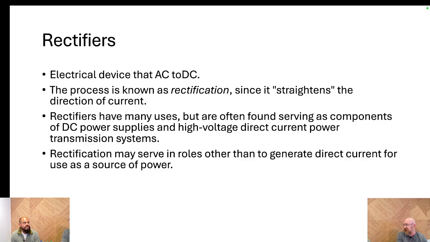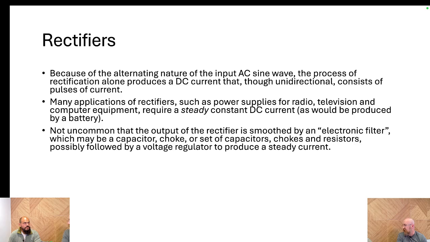But when we need to go to DC, our power supply needs to become more complex. We first need to get whatever voltage we want to use, so we'll go through a transformer. That transformer will step it down to, in the case of our electrical panels here in class, 24 volts. Then we go through a process called rectification, which straightens the direction of the current. Rectifiers have many uses, but taking AC to DC power supplies is one of the most common.